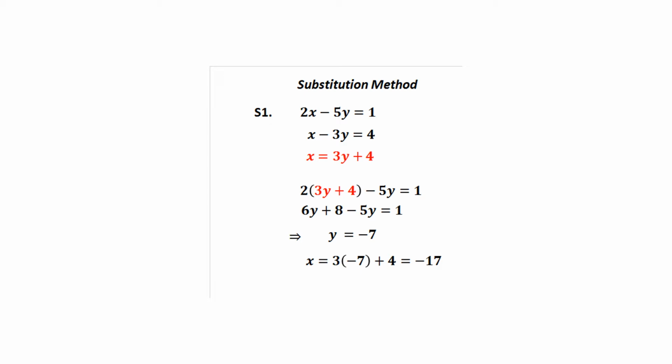Then we go up to the modified or changed equivalent second equation. x is equal to 3y plus 4. We substitute the negative 7 for y, so x is equal to 3 times negative 7 plus 4, which is negative 21 plus 4, which is negative 17.